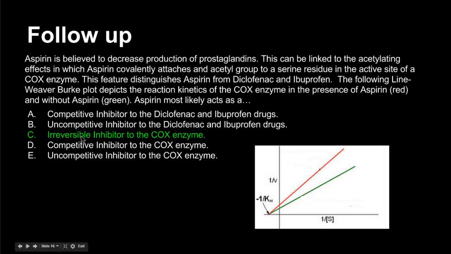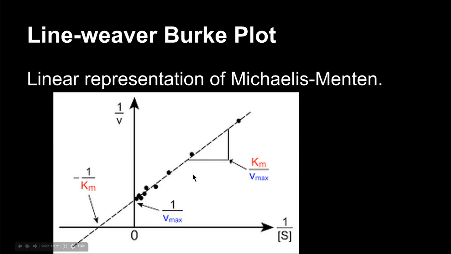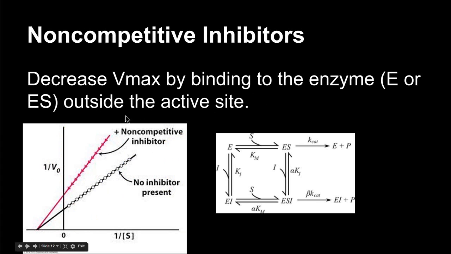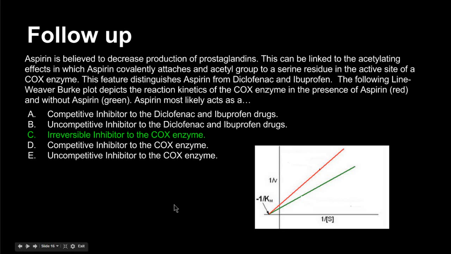Let's look at C, irreversible inhibitor to the COX enzyme. If you remember, and I'm going to go back a few slides here, we said that irreversible inhibitors are similar to non-competitive inhibitors. And for a non-competitive inhibitor, if you remember the Lineweaver-Burk plot, we had a decrease in Vmax, represented here, and we had the same Km. And if I look at this graph, I have the same Km. I even give you an arrow as a clue, and I have different Vmaxes.